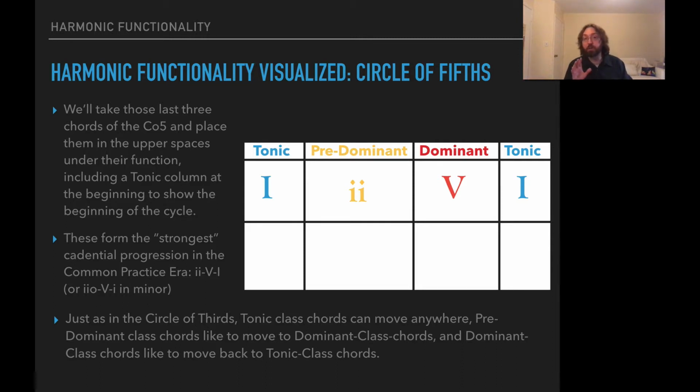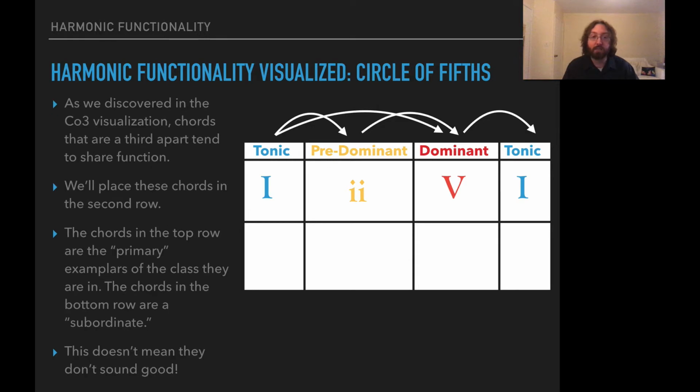Now, I'm sure you've learned 4, 5, 1 as a very strong progression. What we often find is that 2, 5, 1 is maybe just a little bit stronger, meaning that composers frequently use it perhaps a little more often at the very ends of pieces to lend some extra oomph to the final cadence. So just as in the circle of thirds, tonic class chords can move anywhere, predominant class chords like to move to dominant class chords, and dominant class chords like to move back to tonic class chords. So tonic can go anywhere, predominants like to go on to dominant, and dominant likes to go to tonic.